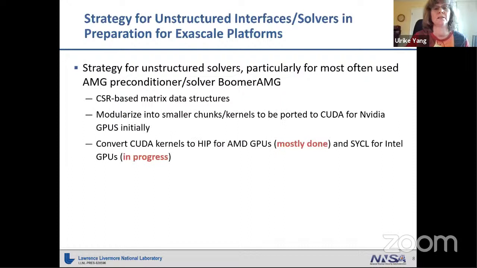After trying other things, we pretty much decided we were just modularizing the code into smaller chunks, or kernels, that we can then port to CUDA, originally because we first started with NVIDIA GPUs, and then of course now we can also move to AMD GPUs. That's pretty much done. You can run it now on AMD GPUs, no problem, and we are still working on the SYCL part for Intel GPUs.